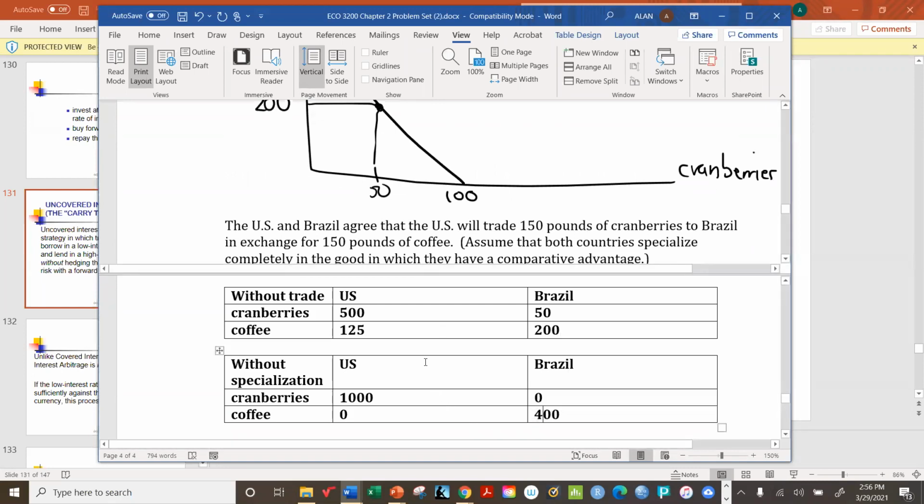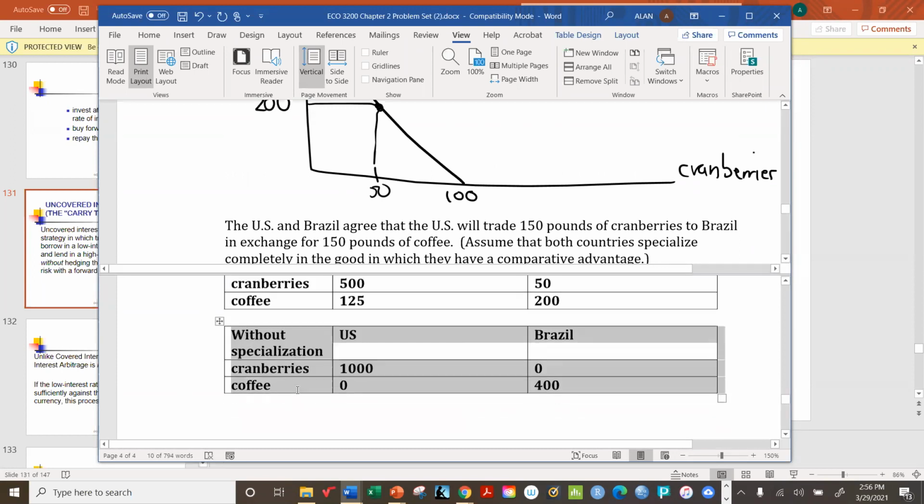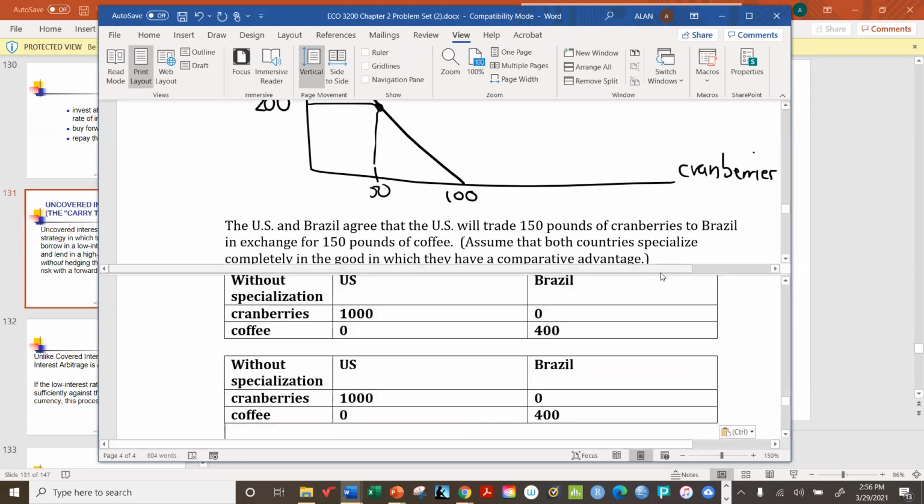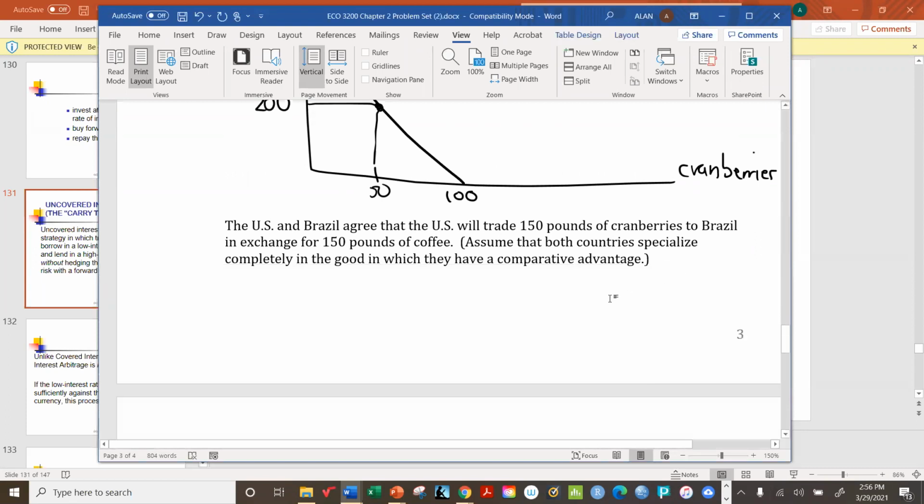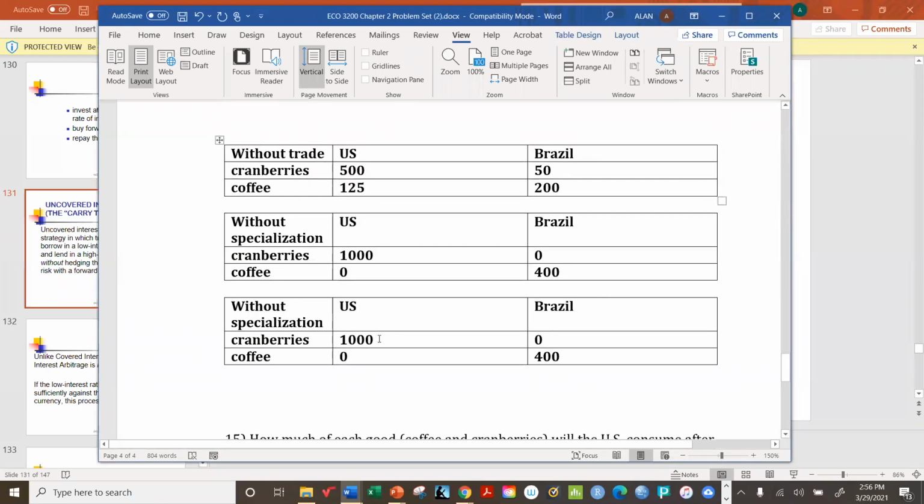Then they trade, okay? So remember, they're trading 150 cranberries for 150 coffees. So what that means is the US gives up 150 pounds of cranberries to gain 150 pounds of coffee. Whereas in Brazil, they gain 150 pounds of cranberries, but now they only have 250 pounds of coffee. So what are the gains from trade? Now that's the interesting part.